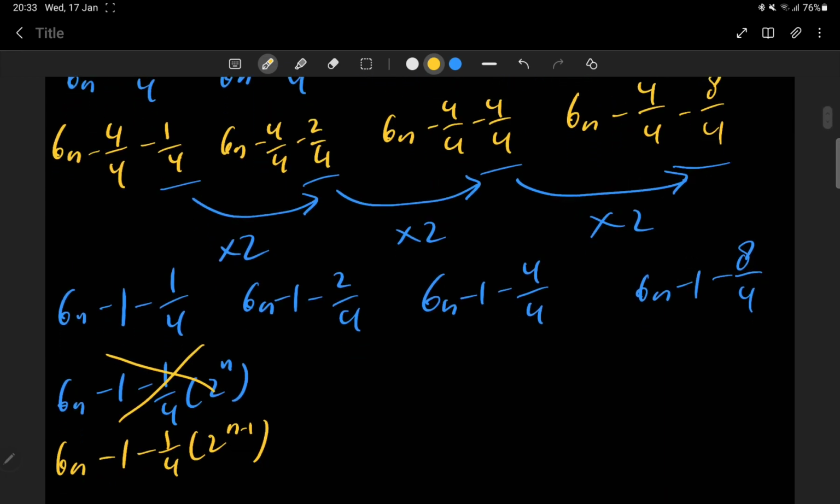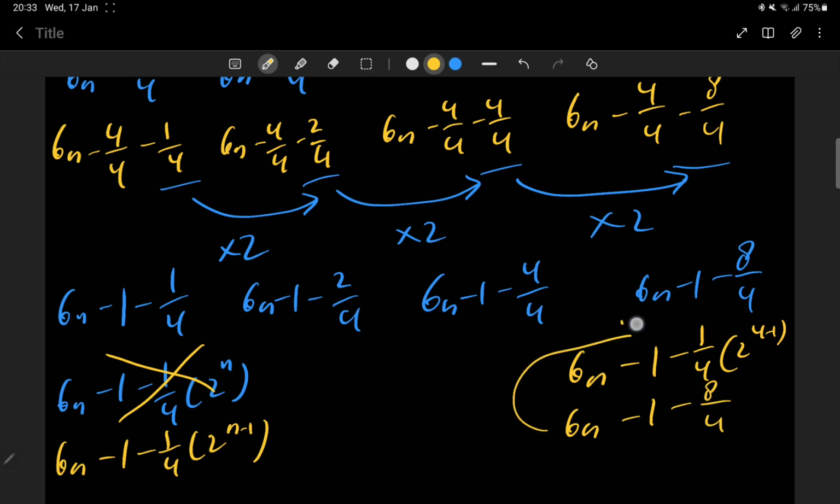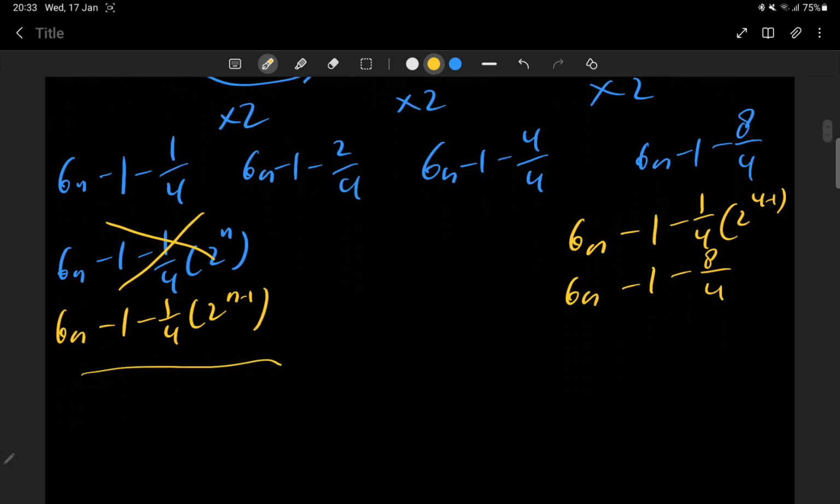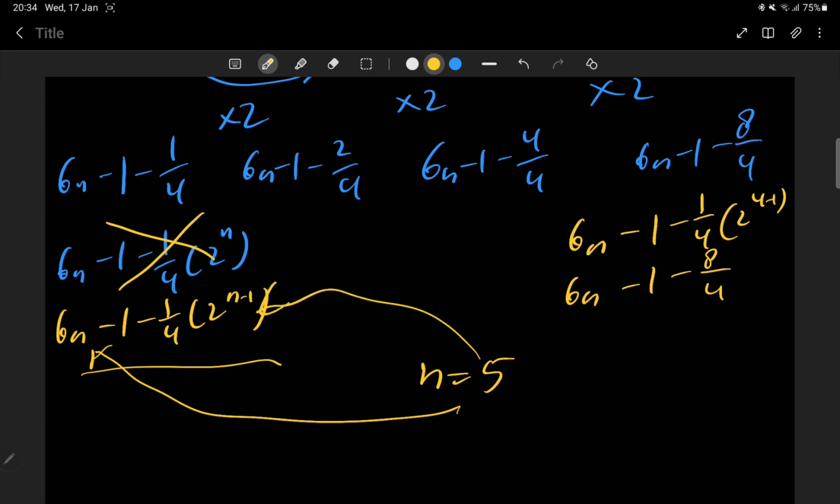So if we do n equals 4, 6n minus 1 minus 1 over 4 to the power of 4 minus 1. That's 6n minus 1 minus, to the power of 3, is 8 over 4, which is this one. So this is how you would do these kinds of questions. It's all about pattern recognition. So this is our position to term rule, and if you want the next term, just put n equals 5 and substitute into here and here.